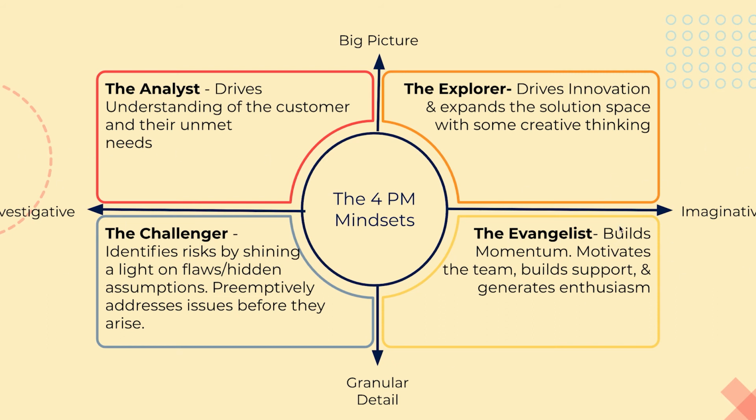Imaginative is this really high-level thinking about things that may not exist, things that may not be realistic, but investigative is really thinking about what is possible. And then there's this y-axis of thinking about really high-level, big picture stuff, things like the future, things that are like huge domains, and granular details, which is something like small buttons or small tweaks to an existing page. And these 4 mindsets kind of encapsulate the confluence of these different axes.